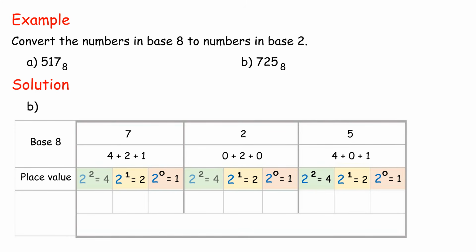Next, write down the digit in base 2. 7 is 4 plus 2 plus 1, so below the place values of 4, 2 and 1, write 1, and the rest write 0. 2 is 2, so below the place value of 2, write 1, and the rest write 0. 5 is 4 plus 1, so below the place values of 4 and 1, write 1. Therefore, 725 in base 8 equals 111, 010, 101 in base 2.